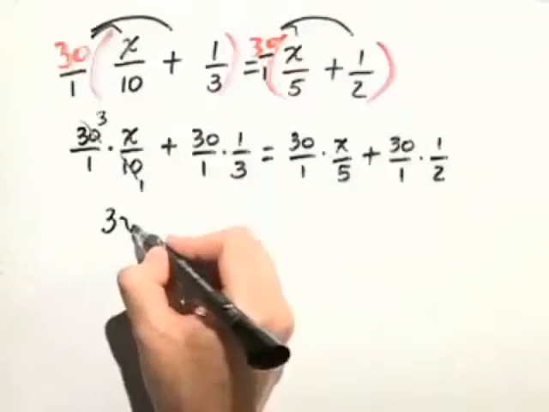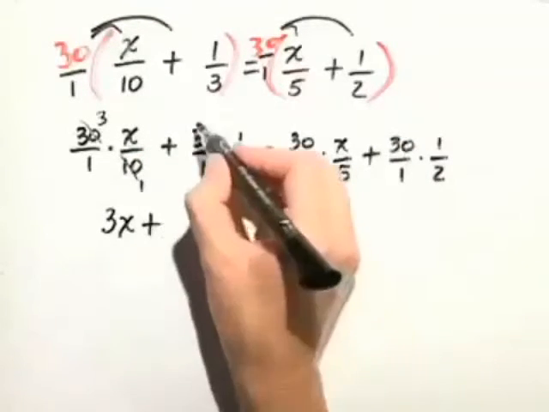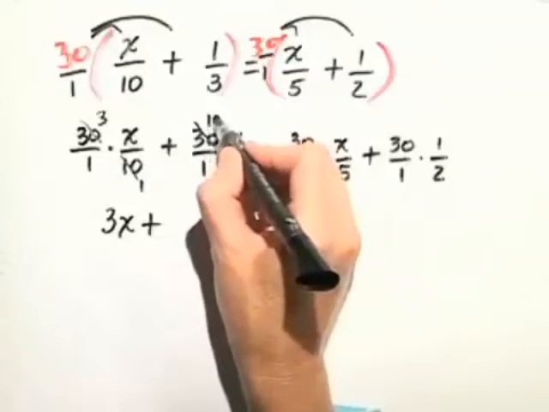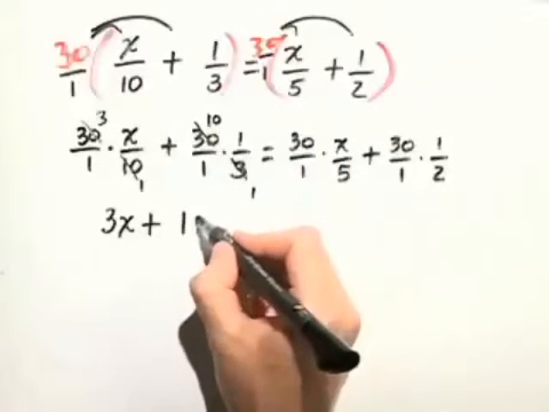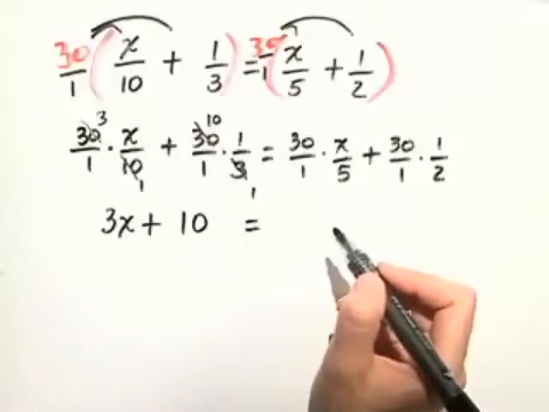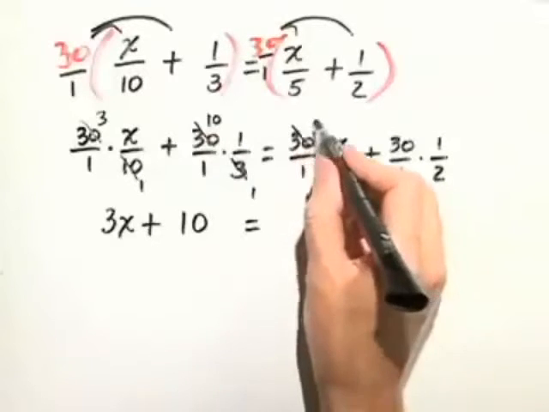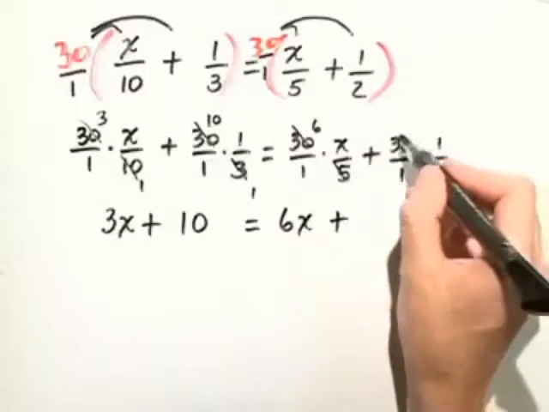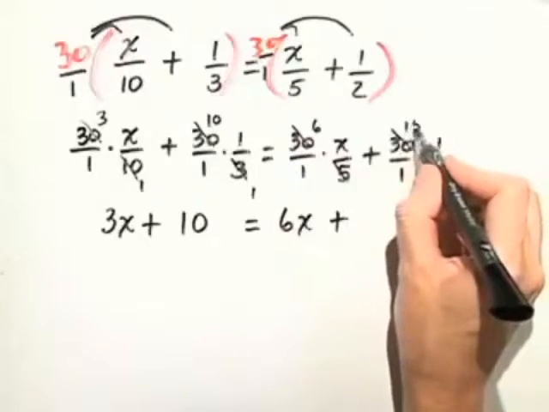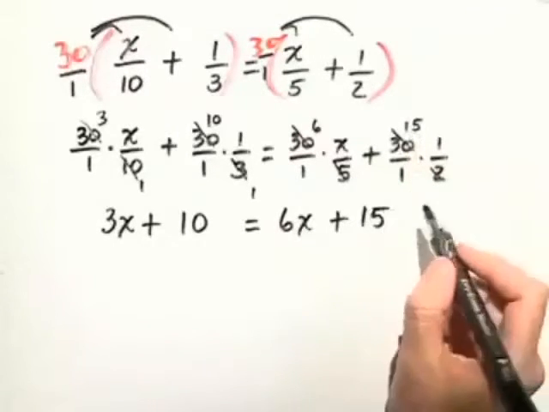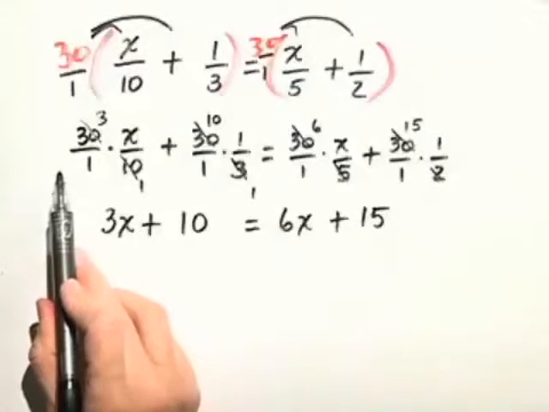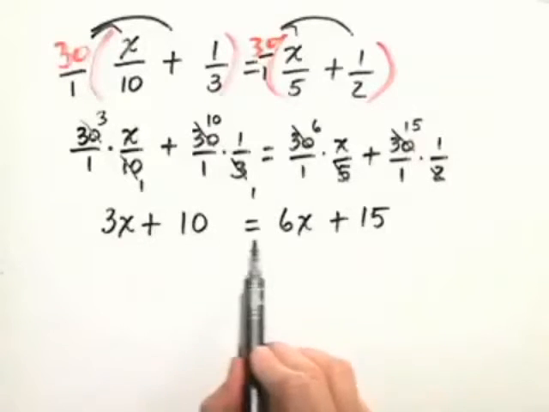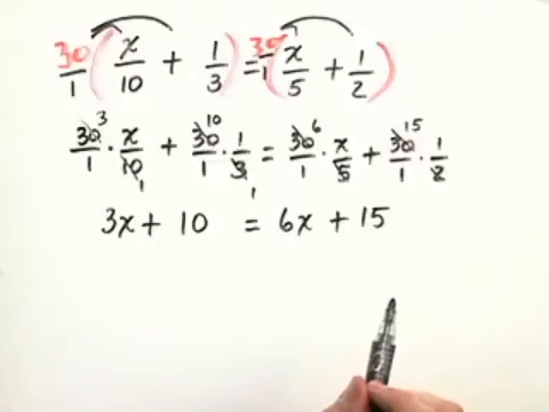So we have 3x plus, again, 30 and 3 this time are both divisible by 3, so we have 10 and 1, and we're left with 10, equals 30 divided by 5 is 6, so we have 6x, plus, finally, 30 divided by 2 is 15. Now notice, if you do this correctly, after you multiply through by that number, you should clear the fractions in that one step. Now we have a linear equation with no fractions.